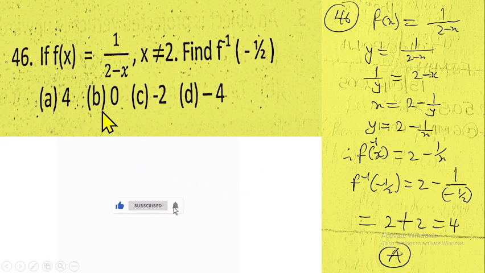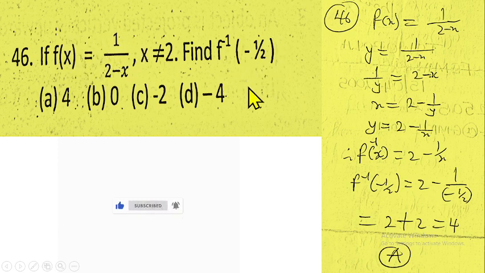Question number 46 is on functions as well. Given this function f of x equals 1 over 2 minus x, where x is not equal to 2, because if x is equal to 2, this fraction will be undefined. Find f inverse of minus half. All you need to do is to find the inverse of this function.